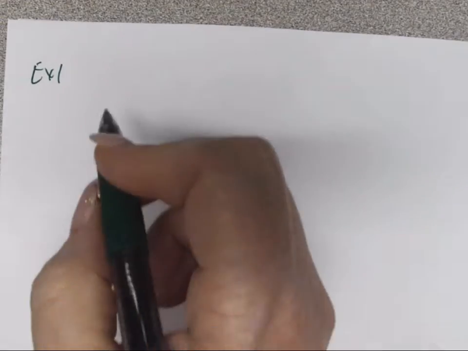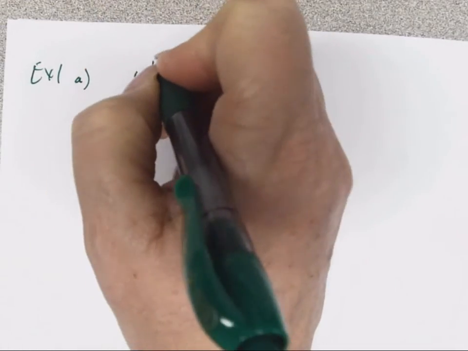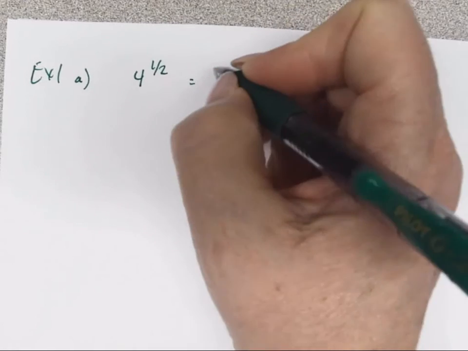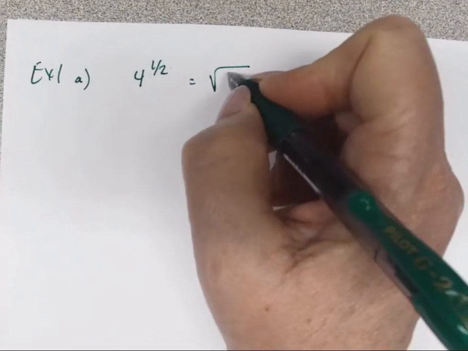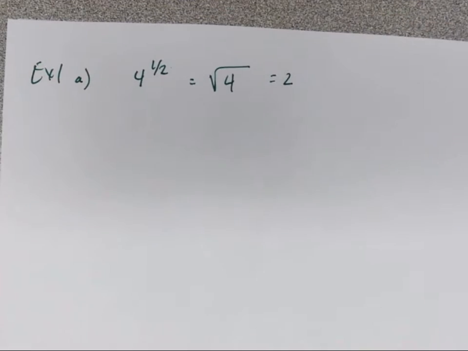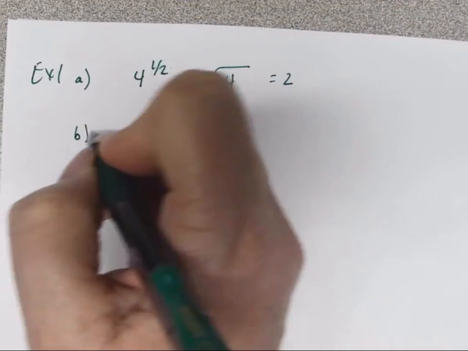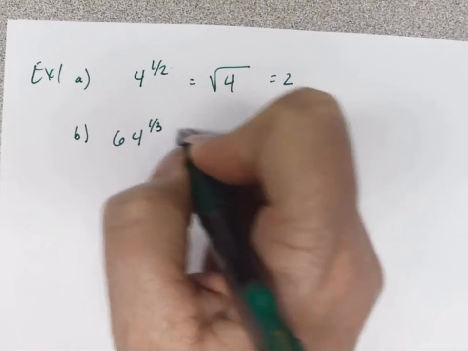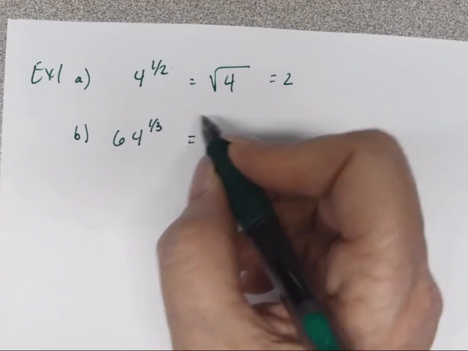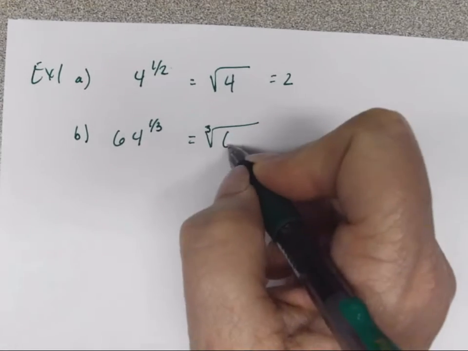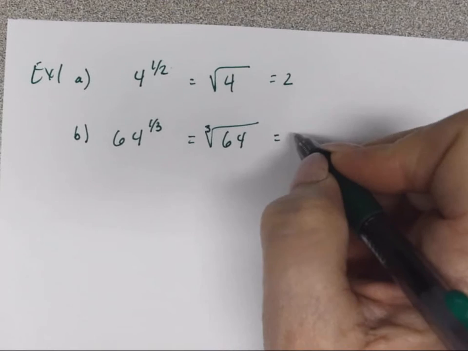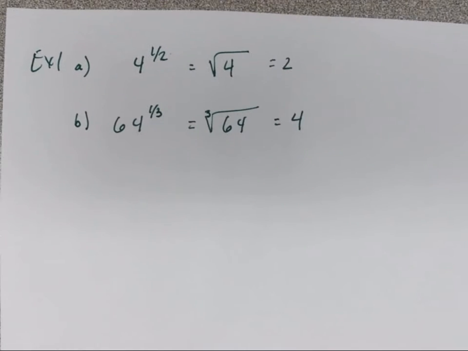So our first example, example 1, part A, we have 4 to the 1/2 power. Well, that means the same thing as if we take the square root, because the 2 is the same index, of 4, which will get us 2. For part B, if we have 64 to the 1/3 power, that 3 in the denominator of your fraction exponent means that you're taking the cubed root of 64. Cubed root of 64, using your calculator, you will find that that is 4.